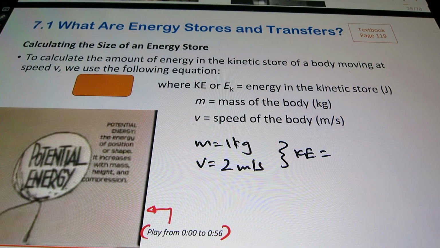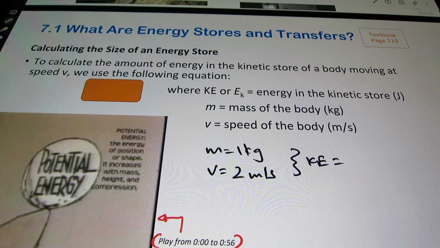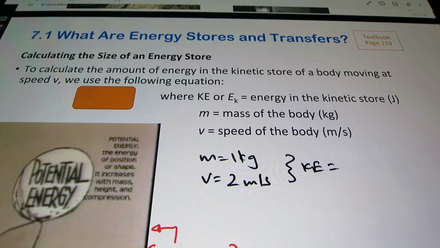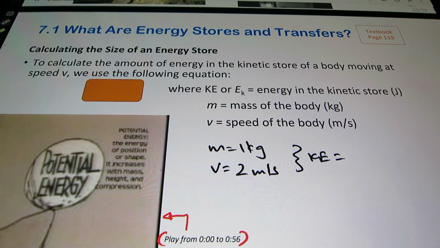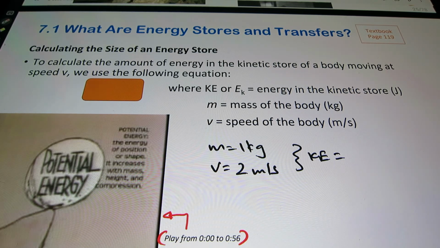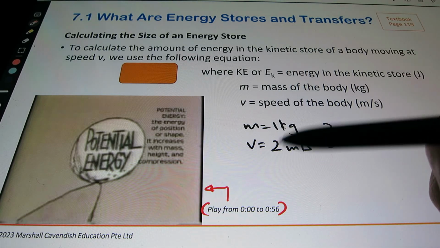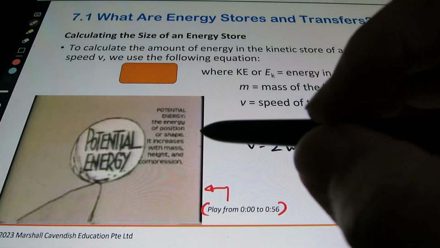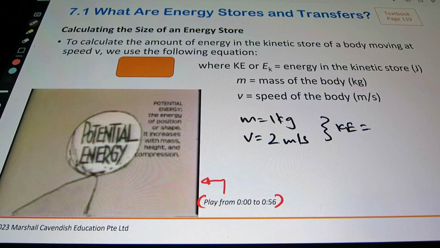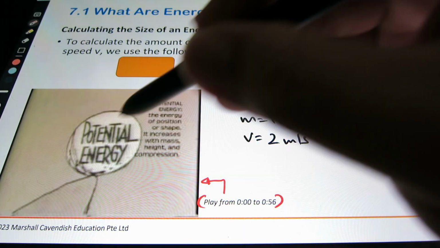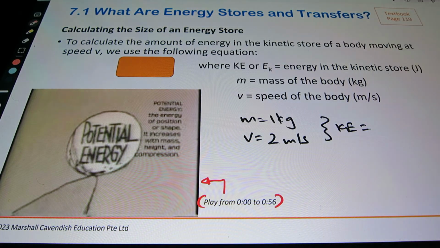Which brings me to the calculation point. We are going to talk about how to deal with kinetic energy and also gravitational potential energy. Before we begin our study, if you have my slides, then you can just go to this slide here and click play. I just want you to watch the video from the start to the 56-second mark. If not, I will link the video in the comments.